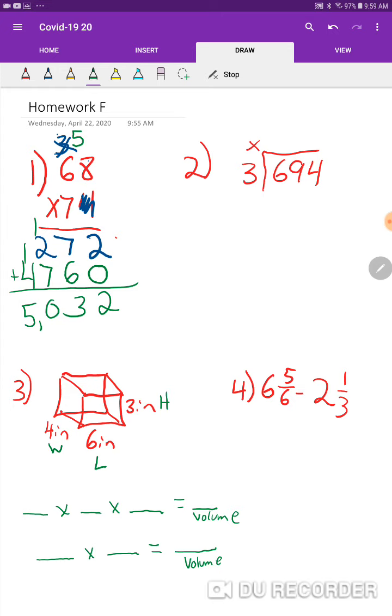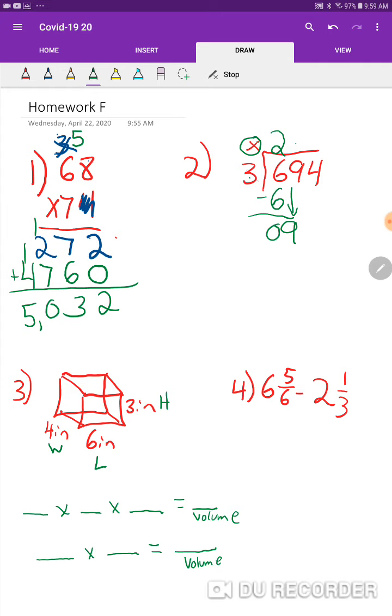Okay, number 2, long division. I'm not writing the letters. So let's just start. What times 3 equals 6? 2. Okay, let's touch it. 2 times 3 equals 6. That's multiplying. That's why I put that little multiplication sign there. We subtract and get 0. Bring down the 9. Start over.